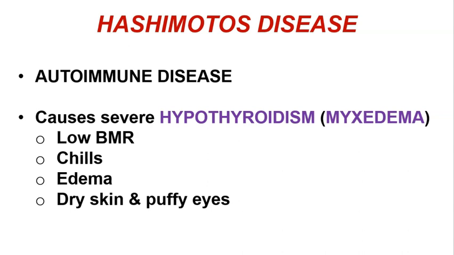As you might expect, reduced secretion of thyroid hormone leads to a low basal metabolic rate and also leads to low body temperature, resulting in chills. It causes edema, that is fluid accumulation in the tissues, as well as dry skin and puffy eyes.